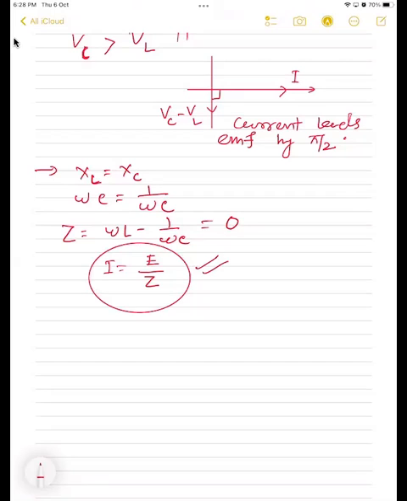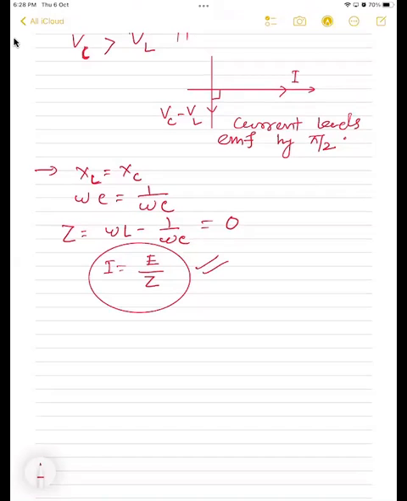Whether voltage VC is greater than VL or VL is greater than VC, in both cases the phase difference between voltage and current is pi by 2.